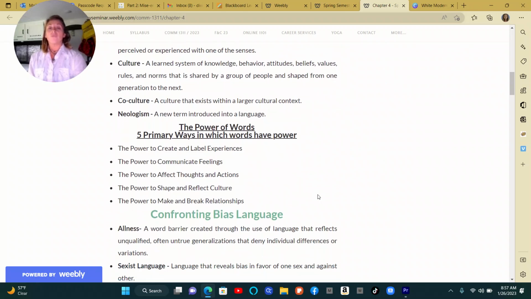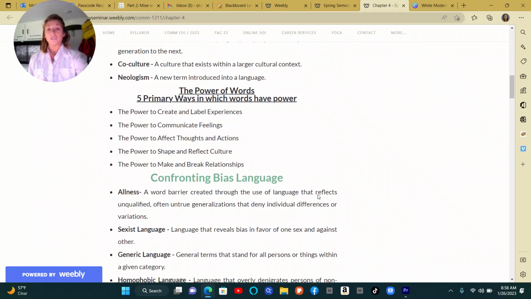So the power of words, which we talked about a lot in the lecture so far, of just the sound of words, the frequency of words, what a mantra is, right? There are 5 primary ways in which words have power: the power to create and label experiences, to communicate feelings, to affect thoughts and actions, to shape and reflect culture, and to make and break relationships. So there's a lot of power in what words we choose to use.